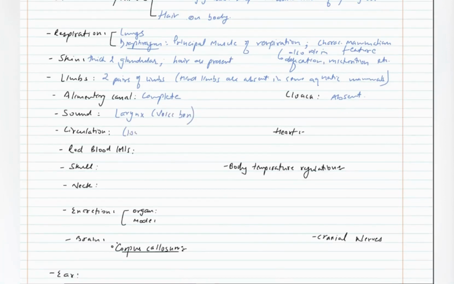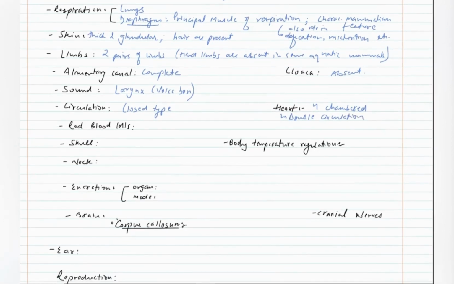Circulation is of closed type. Heart is four-chambered, and they also exhibit double circulation. Red blood cells are enucleated, that is, red blood cells do not have a nucleus. Skull is bicondylar, that is, there are two occipital condyles. They can regulate their body temperature, which is why they are known as homeotherms.